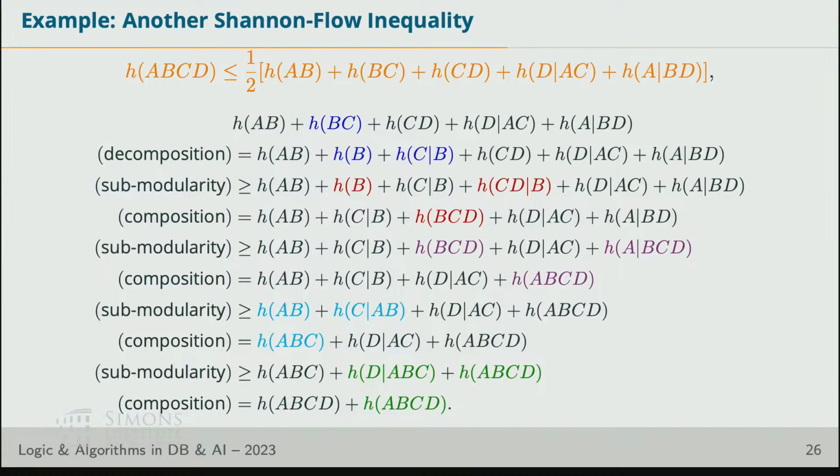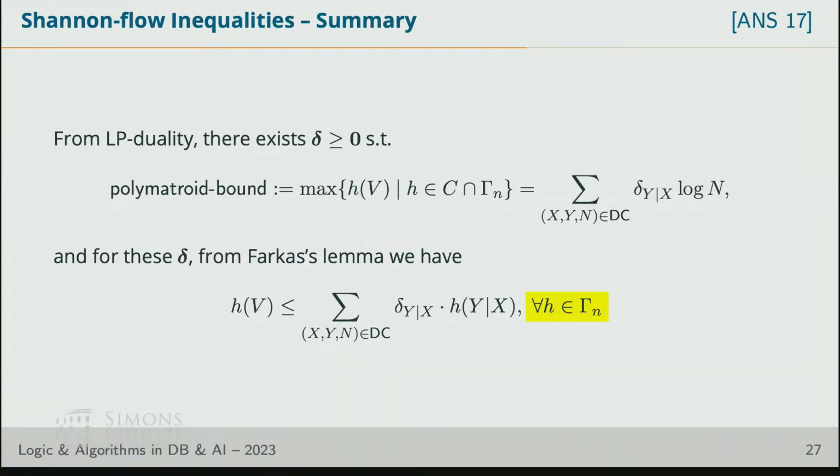Okay, so now in general, let's just summarize. We can show the following. What we are interested in is the polymatroid bound, right? And by taking the dual, you can write it as a dot product of delta and the log of degrees. And from this delta, we know that this inequality is a Shannon flow inequality. That means that it holds for all polymatroids. So this is all we know so far.